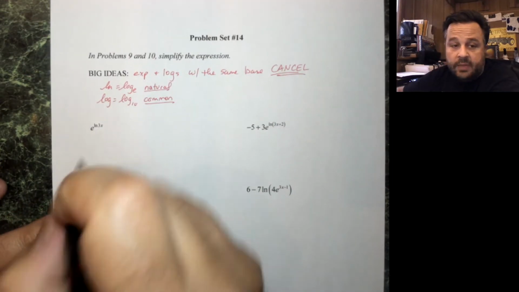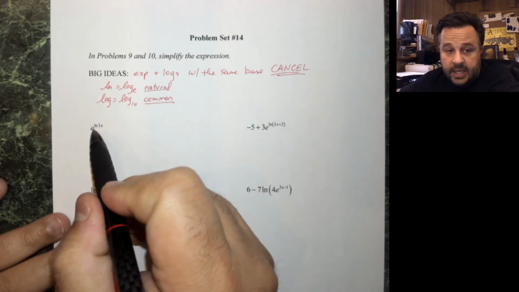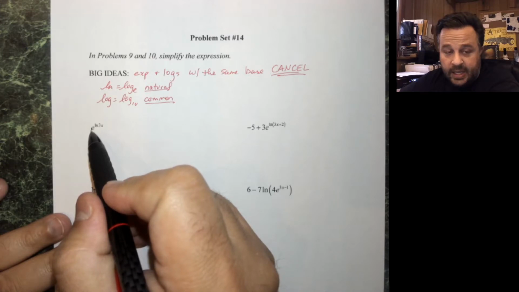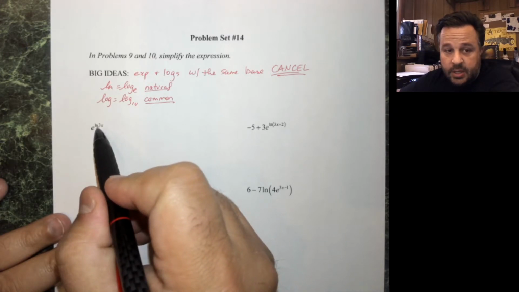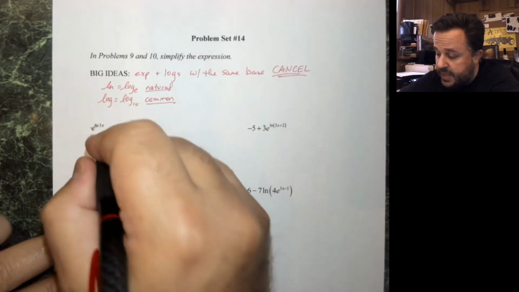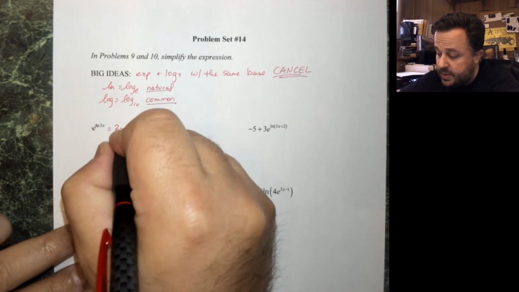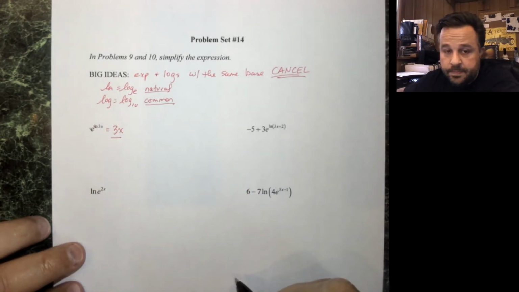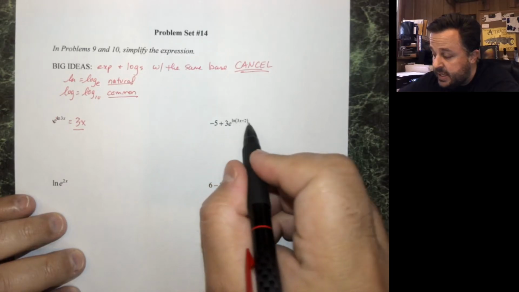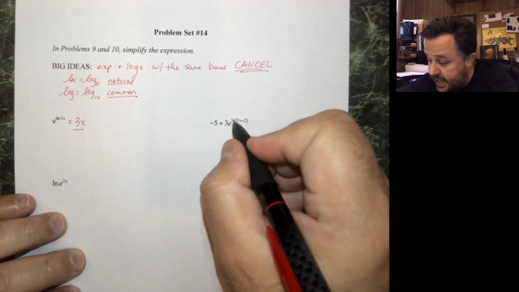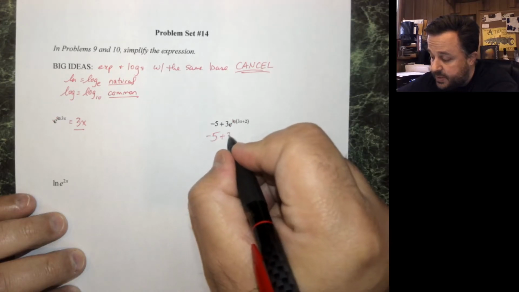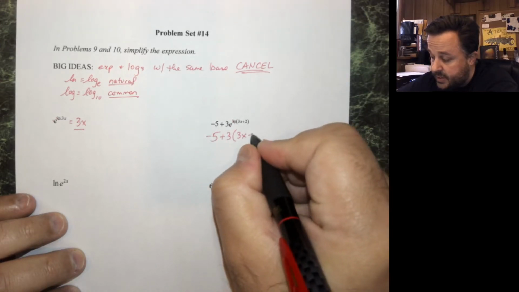Okay, so again, if I'm looking at this first one right here, e to the ln of 3x, well, again, I'm applying e to the natural log. They both have the same base, and so the e will cancel the ln, giving me just 3x. So over here in this expression here, negative 5 plus 3 e to the ln. Well, again, I see this e to the ln. So these will cancel each other out, giving me negative 5 plus 3 times 3x plus 2.